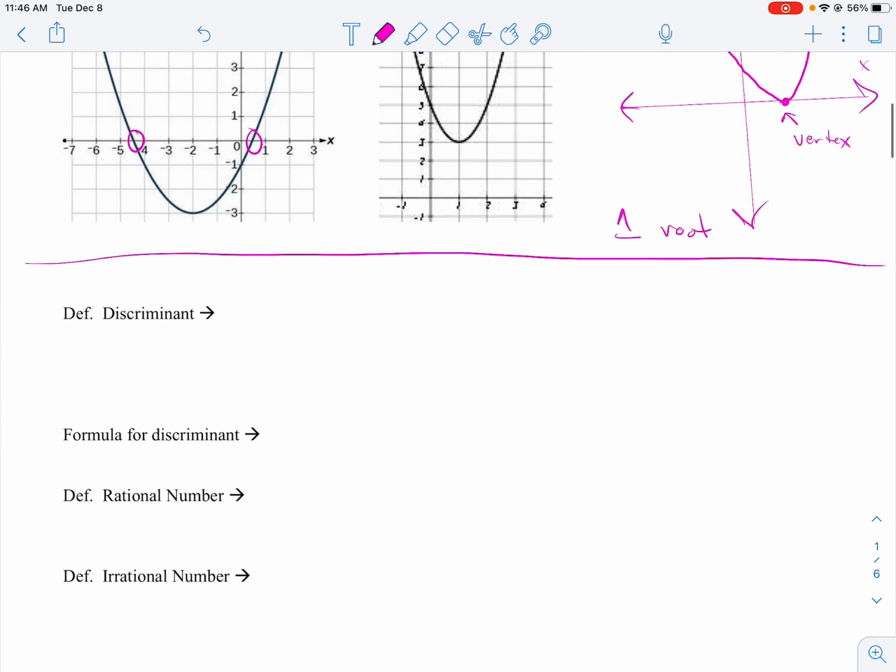Okay, so the definition of a discriminant: it determines the nature of the roots. And so we'll discuss what the quote-unquote nature of the roots means. So first let's talk about what the discriminant looks like. Well, it should look kind of familiar. B squared minus 4ac, okay?